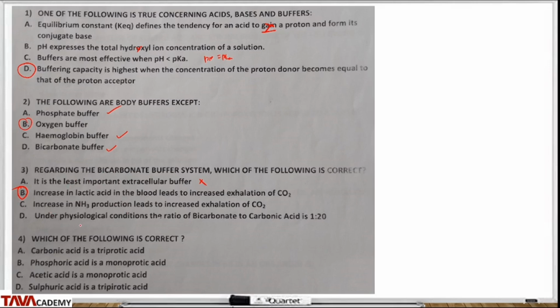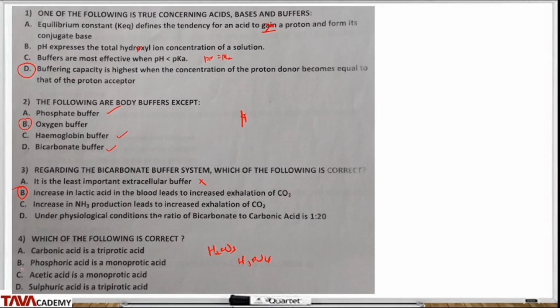Question 4 says, which of the following is correct? Carbonic acid is a triprotic acid. Carbonic acid is H2CO3. So this is a diprotic, not triprotic. Phosphoric acid is H3PO4, which is a triprotic. Then, acetic acid is a monoprotic acid.